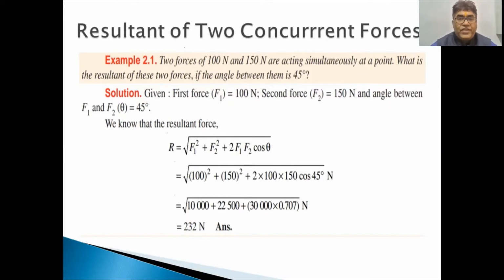So here F1 is equal to 100 Newton and F2 is equal to 150 Newton, and the angle between both the forces, that is theta, is equal to 45 degree. Applying the formula of the force resultant, we get under root of 100 square plus 150 square plus 2 into 100 into 150 multiplied by cos of the angle, that is 45 degree. The answer will come in newtons. Solving further, we get the whole value equal to 232 Newton. Okay, you can solve it by yourself and check the results also.